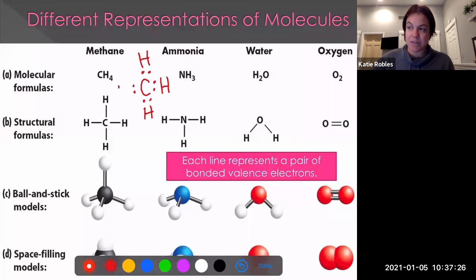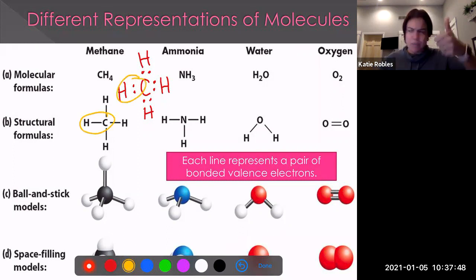But it turns out that drawing a lot of dots gets messy, so they turn the dots into lines. So each line is representing those dots. And we'll come back to those dots. I just want you to get that visual of what those lines are representing. I think of all the things they've done in chemistry, turning these dots into these lines was a great idea.